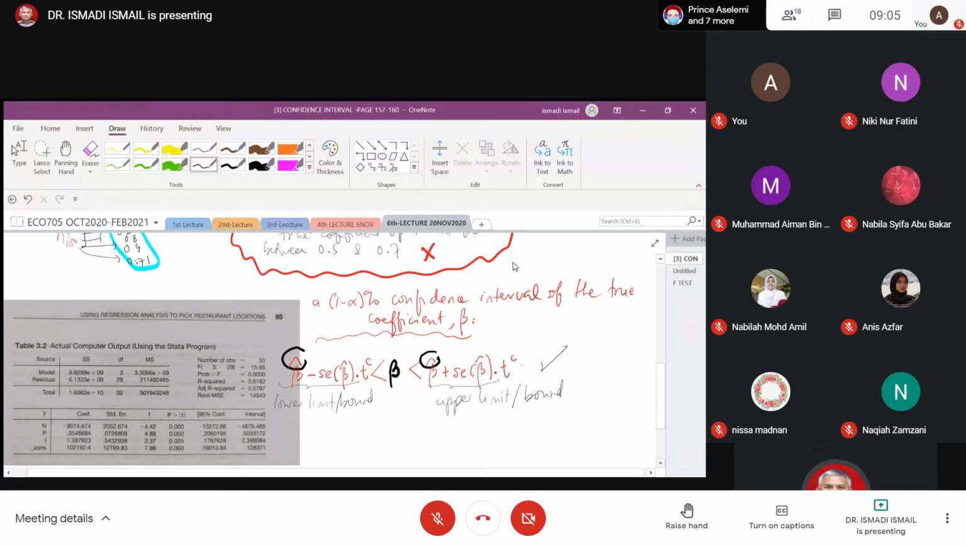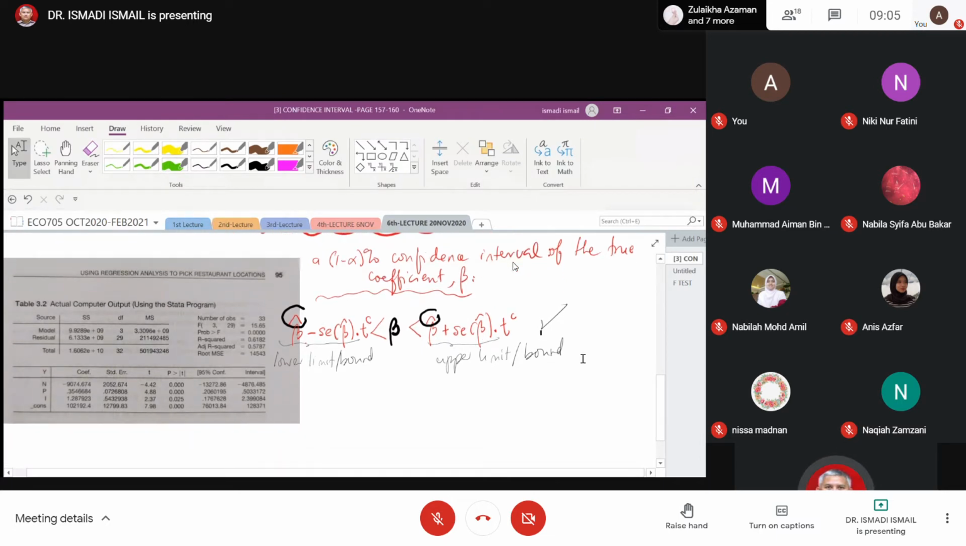Use this formula, not the formula given in the book. What is your critical t? The critical t here is based on the two-sided t-test, two-sided of the distribution. So you are given 1 minus alpha percent, meaning alpha divided by 2, comma, the degree of freedom is n minus k minus 1.